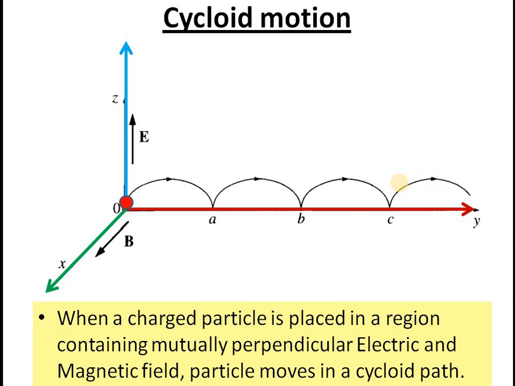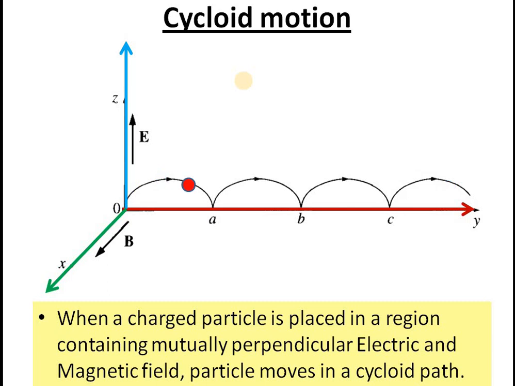So in this motion, the condition is that there should be both electric field and magnetic field, and they should be mutually perpendicular. We can see the electric field is like this along the z direction, and the magnetic field is like this along the x direction. So the coordinate system you note down here: x is perpendicular to the plane of the screen, y is along the screen in the rightward direction, and z is upward. So x, y, z. This is what is called a right-hand coordinate system. So this is the condition for a cycloid motion.